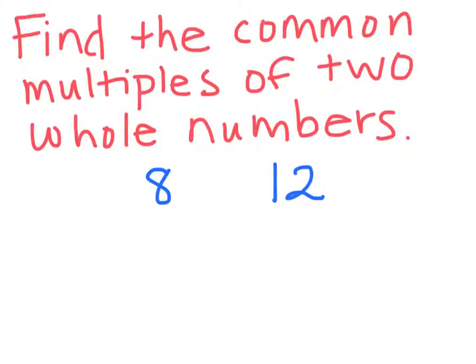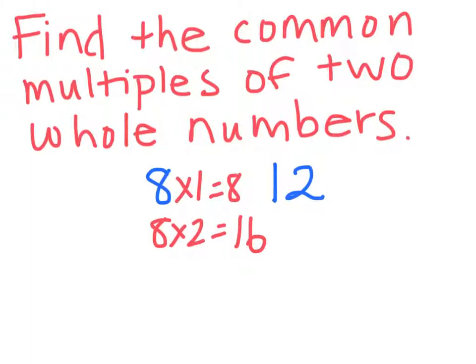So, what is a multiple? A multiple of any given number is the product of that number times another number. For example, a multiple of 8 could be 8 times 1 equals 8, or 8 times 2 equals 16. To find the common multiples of 8 and 12, let's first find the first 10 multiples of 8 and the first 10 multiples of 12.